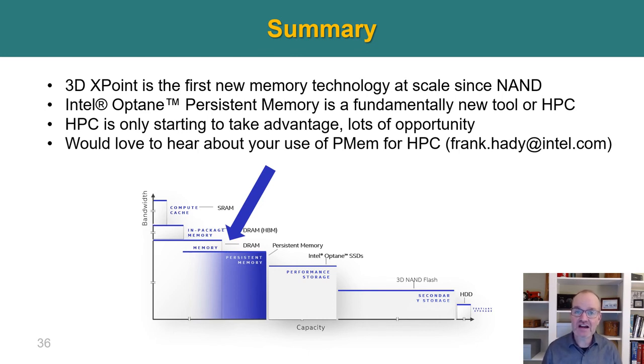I think there's tons of opportunity to use this in HPC to speed computation. There's an opportunity to relook at the algorithms that we're using in HPC based off of big memory, based off of persistent memory. I encourage you to go look at those. Hopefully this talk has given you a starting point for that. And boy, I'd love to hear about what you see persistent memory can do for you in HPC.